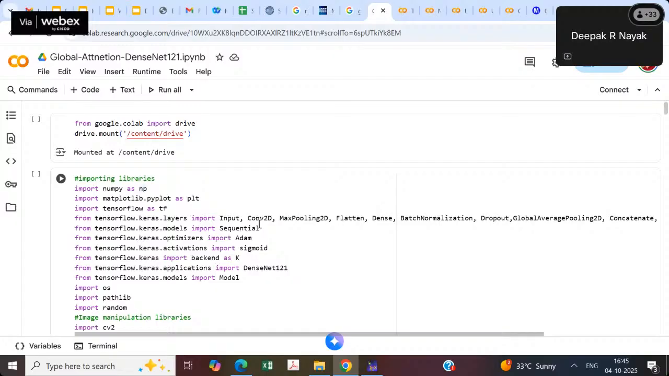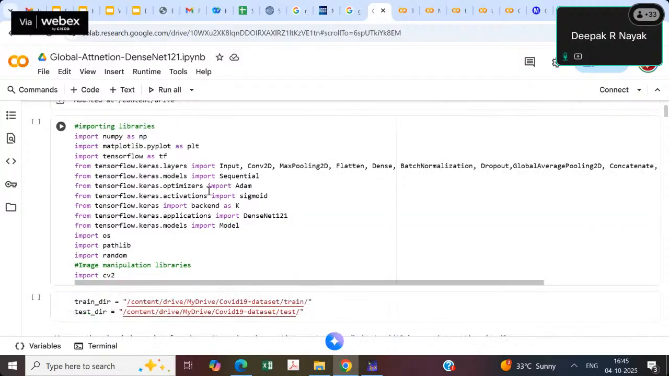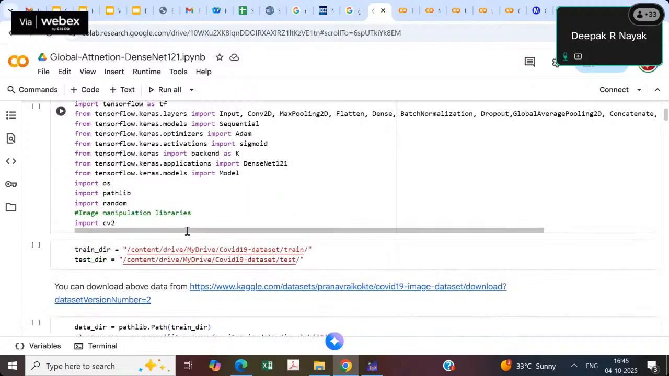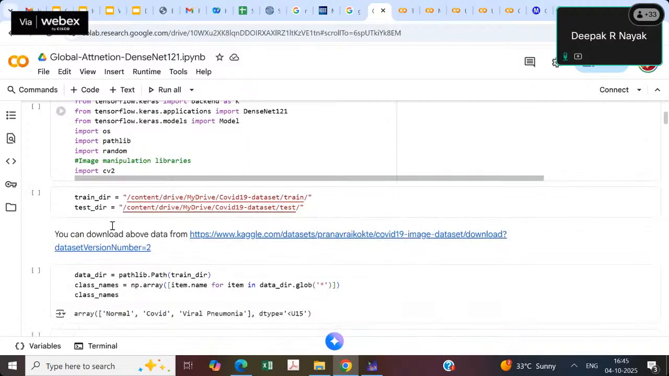Only the syntax is going to be different. As I mentioned earlier, we need to first mount the Google Drive, because that is where we have saved our data set, and then import the necessary libraries required for our problem statement. In this particular data set, we already have 2 folders, one for training, one for testing. There's no folder for validation. If you want, you can split the train set again into train and validation.